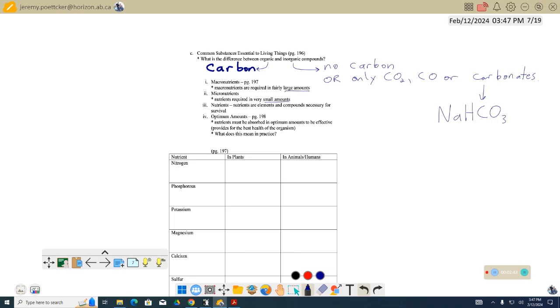Optimum amounts. Now, there's a bit you could read on page 198. And this is true for all nutrients. We have to absorb them in optimum amounts in order for them to be effective. In practice, this means not too much, not too little. Think of Goldilocks. Not too warm, not too hot, just right. And what that actually means is different for each nutrient. Some you need quite a bit before it gets to be too much.